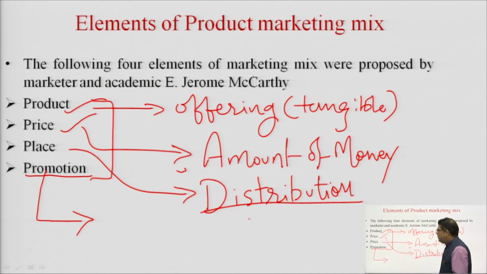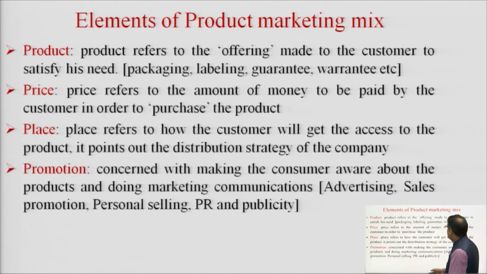After these four elements of marketing mix, let us see the elements of marketing mix in case of services. Here in this slide I have defined all the four elements. Product refers to the offering, as we discussed, made to the consumer to satisfy his needs. While we are talking about a product, we are also talking about the packaging, labeling, the guarantee, warranty, etc. Whatever is being offered with the product is also a part of the offering.